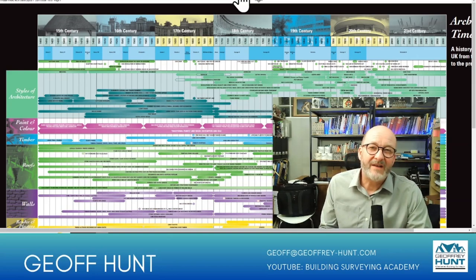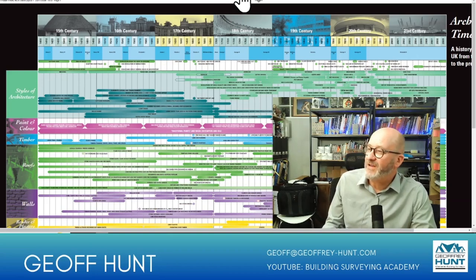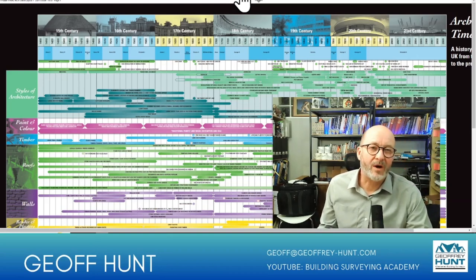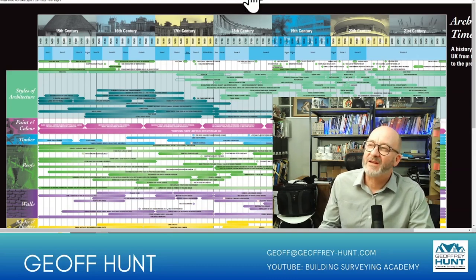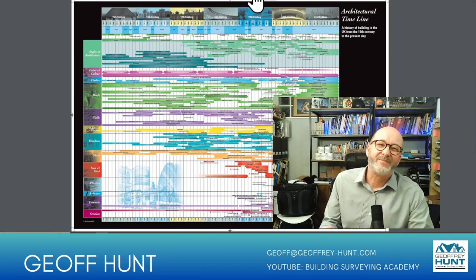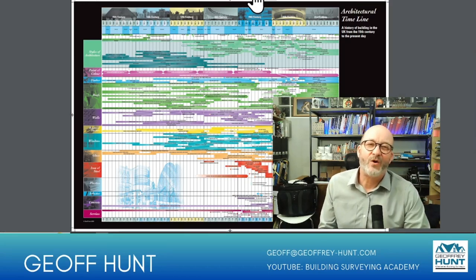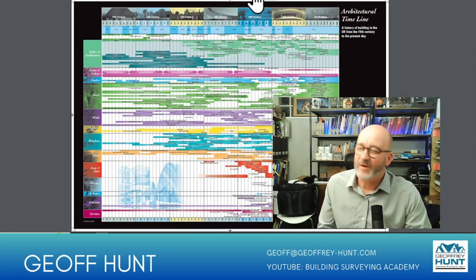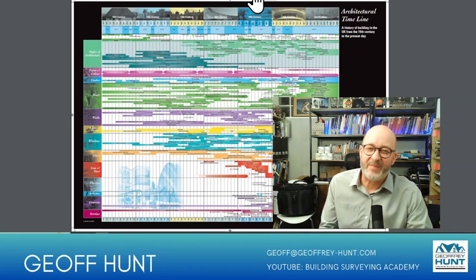Then on the left-hand side, there are all the basic elements of construction. So there are the roofs, the walls, timber, brickwork, and then down to some of the chemicals that were being used in the later part of this century. So as you can see, that acts as a great big roadmap.